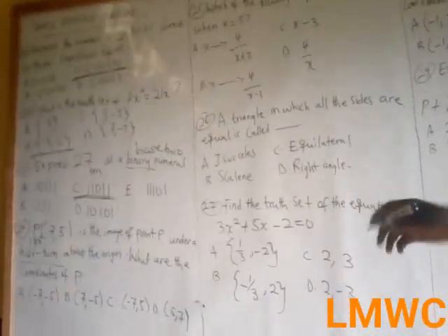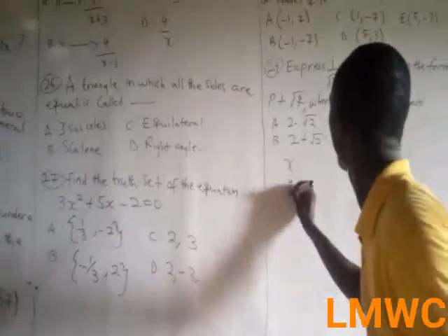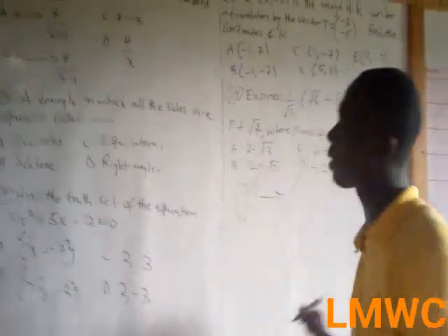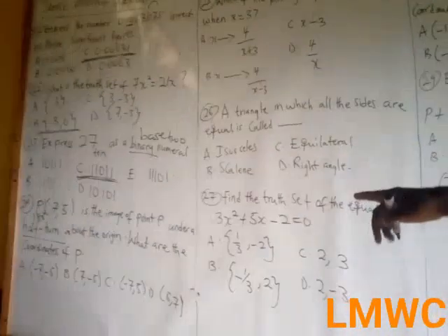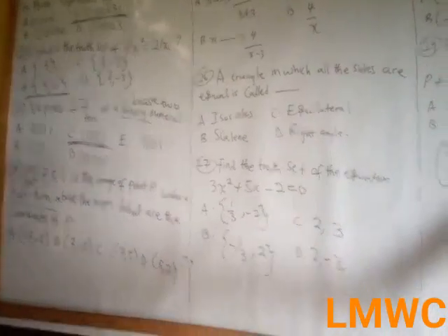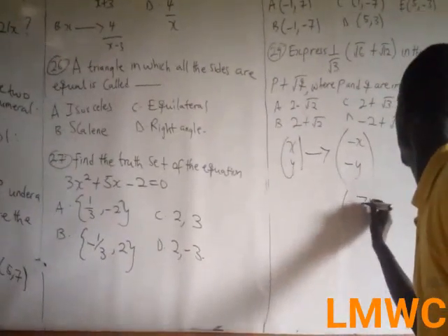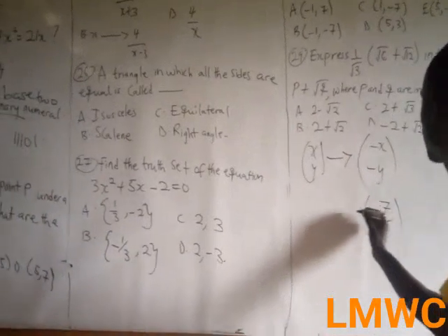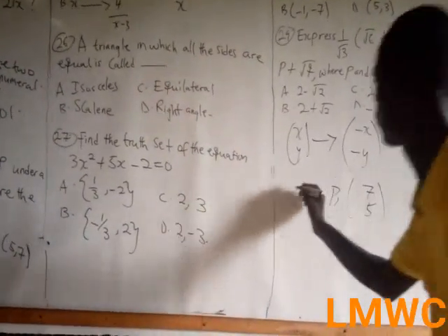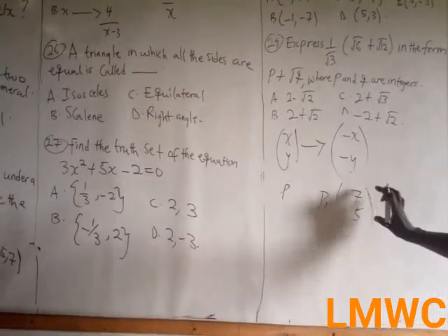So we have our P1 as 7, 5, but now we want the coordinates of P. But for transformation, we know once it's 180 degrees, that's half turn, the formula is negative x, negative y. And now we have our image as 7, 5. Our image, that's P1, is 7, 5. We want the P.